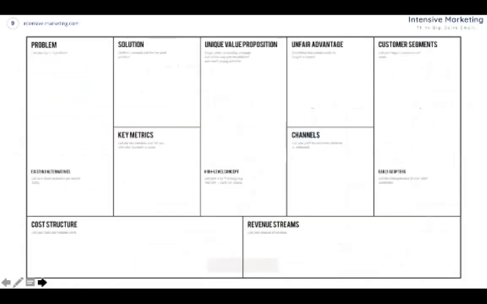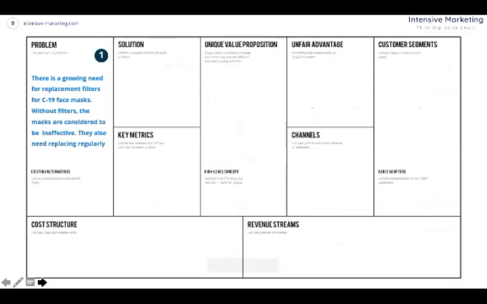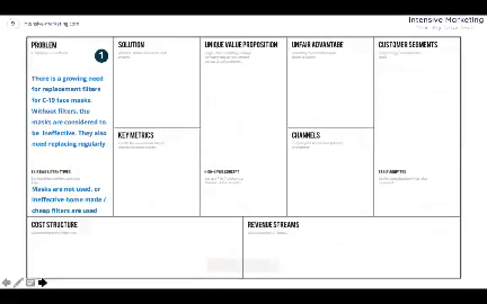So let's go through it in order. Firstly, the problem. I think we all know this. There is a growing need for replacement filters for COVID-19 face masks. Without filters, the masks don't work. And also they need replacing regularly. That's a pain point. And actually, if you think about the alternatives, masks are not used, or they're ineffective or cheap filters.